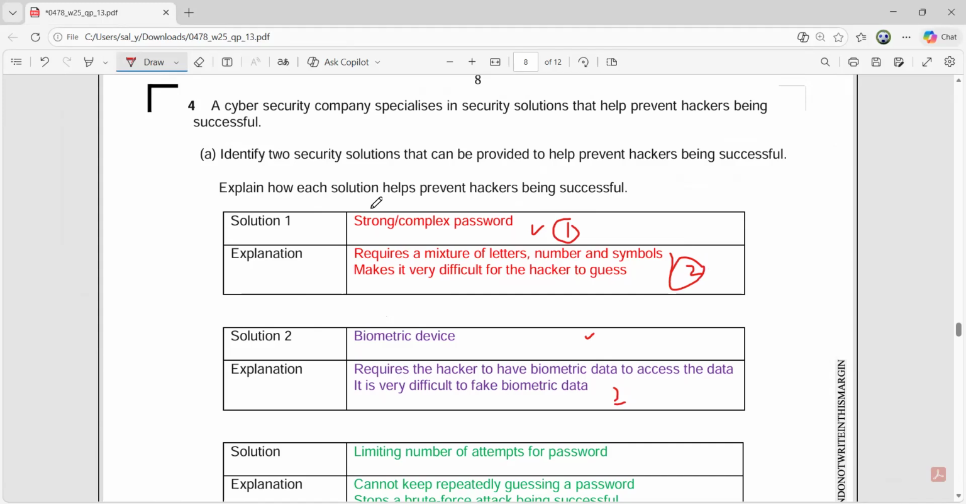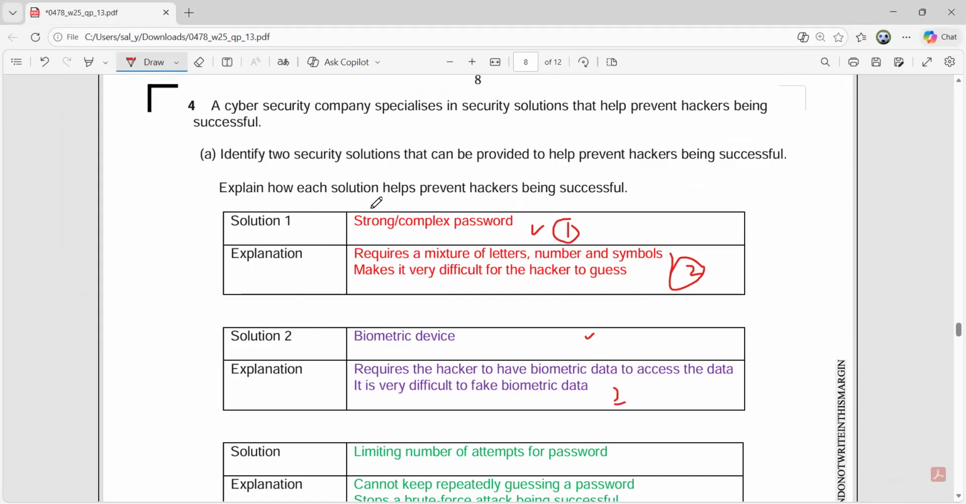What is the first, simplest of all? Strong or complex password. How will you explain a strong or complex password? Like if it's a person who has never heard about a strong or complex password, what will you tell him? It requires a mixture of letters, numbers, and symbols, which is going to make it very difficult for the hackers to guess. This will give you 2 out of 2.